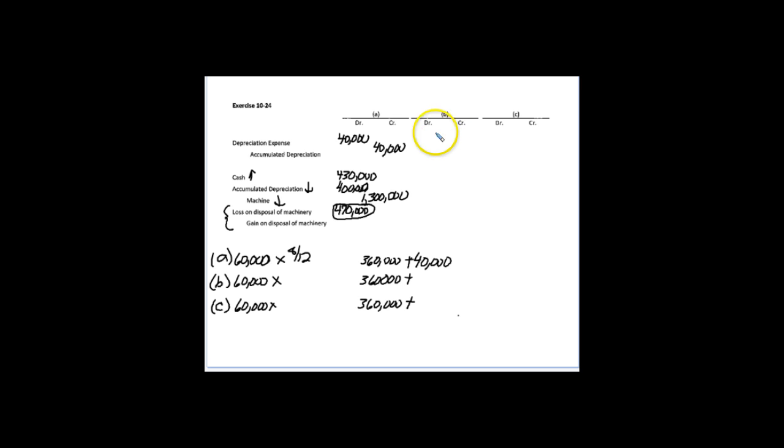In scenario B, they actually sold a piece of equipment April 1, so January, February, and March. So 3 out of 12 months would have gone by. That's $15,000 of depreciation expense. Then accumulated depreciation goes up by $15,000, right? If I post that $15,000, accumulated depreciation would now have a balance of $375,000. And again, the original cost was $1,300,000.